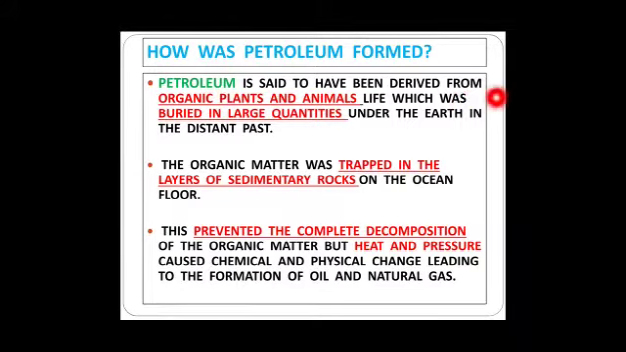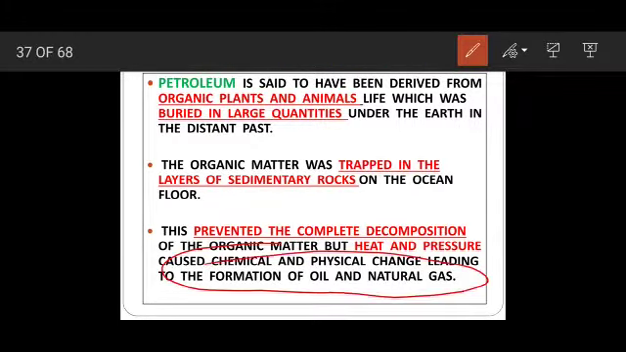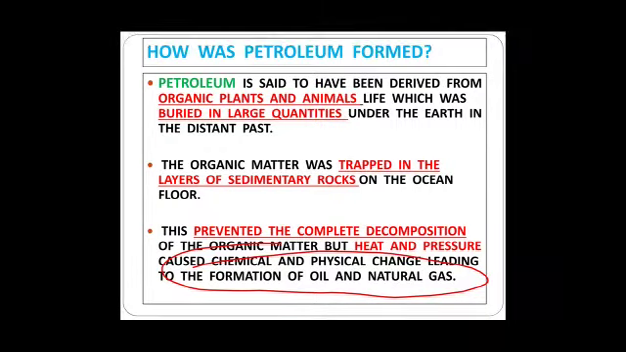Petroleum is said to have been derived from organic plants and animal life which was buried in large quantity under the earth in the distant past. As I told you earlier, long back, millions of years ago, dead marine plants and animals were buried, and they were trapped in the layers of sedimentary rocks, and then they were prevented from complete decomposition. They could not decompose completely, but there was heat and pressure that led to the physical and chemical change and led to the formation of oil and natural gas. So this is how petroleum and natural gas was formed.